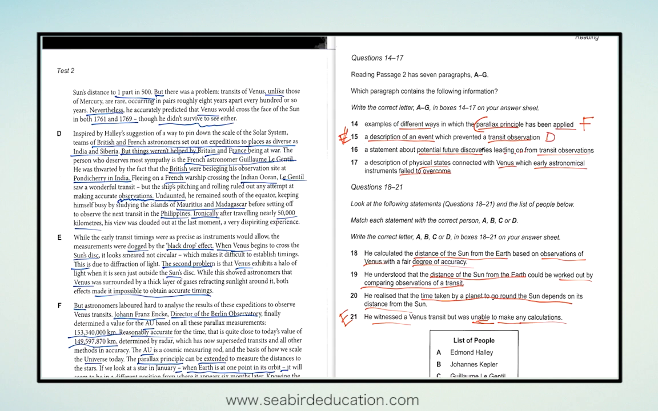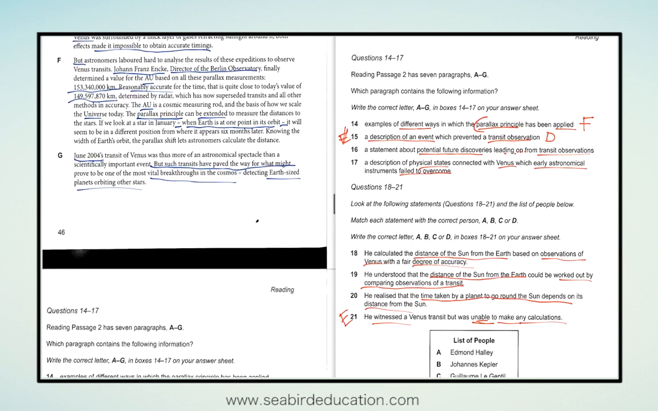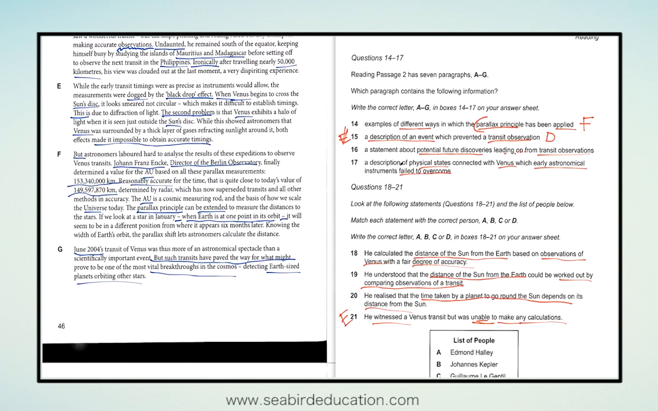Statement about potential future discoveries leading on from transit observations. Potential future discoveries from transit observations. We saw that down here. And it was detecting Earth-sized planets orbiting the stars. Paved the way for. So that's G here.